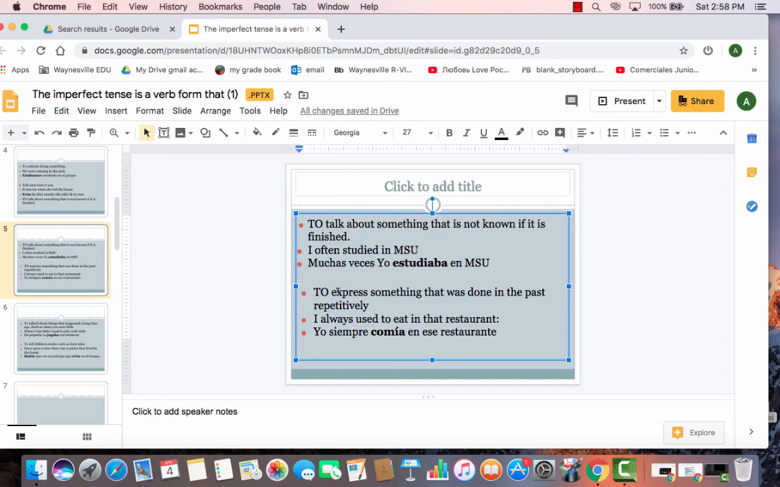To express something that was done in the past repeatedly, so many times. So for example, if you want to say, I always used to eat in the restaurant. Notice that I always did it. That means that I did it many, many times. So I'm going to go like this. Yo siempre comía en el restaurante. And here we have the verb comer conjugated into the imperfect.